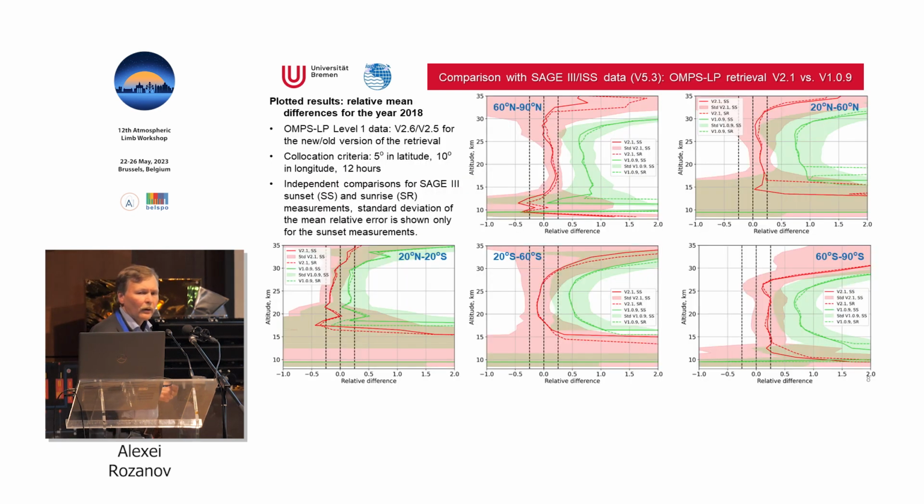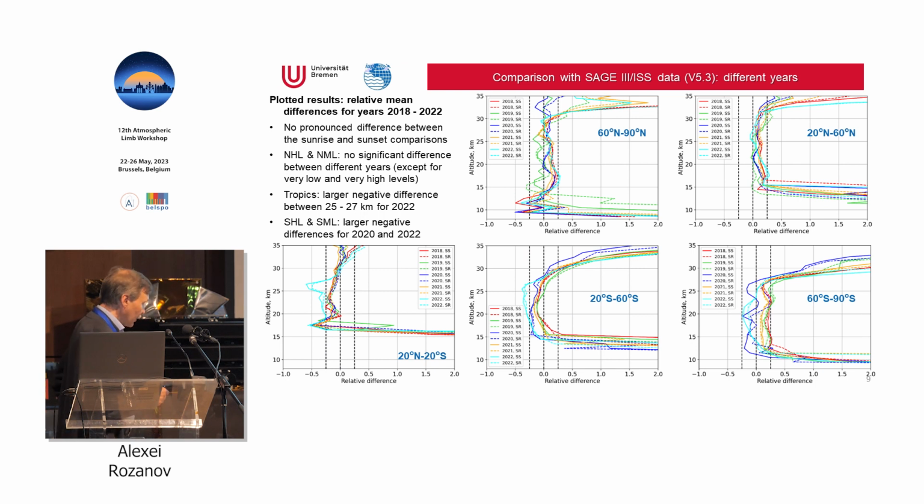And now, shortly, to the validation of the new version. This is a comparison with SAGE 3 for the year 2018. Here the old version is in green. Sunrise and sunset measurements are shown separately, with dashed for sunrise and solid for sunset. And what you see is that the large bias in the extratropics is now removed, and we are well below 25% for all the comparisons.